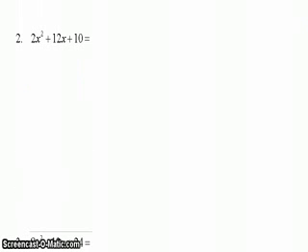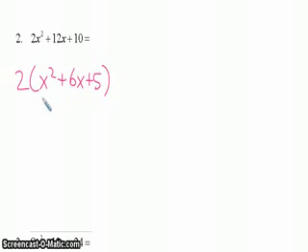Next problem. Remember, regardless of what it looks like, regardless of what directions are telling you, if there's any mention about factoring, you look for a GCF first. 2 goes into every one of those numbers. You factor that 2 out, get an x squared, a 6x, and a 5. Okay, now let's just concentrate on the trinomial that's inside of the parentheses.